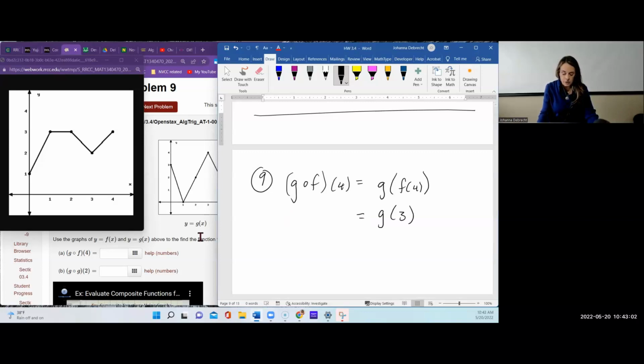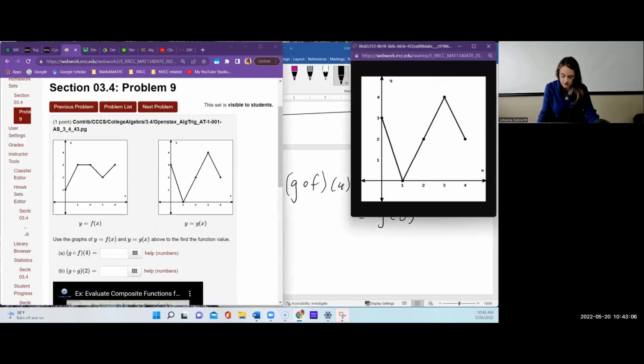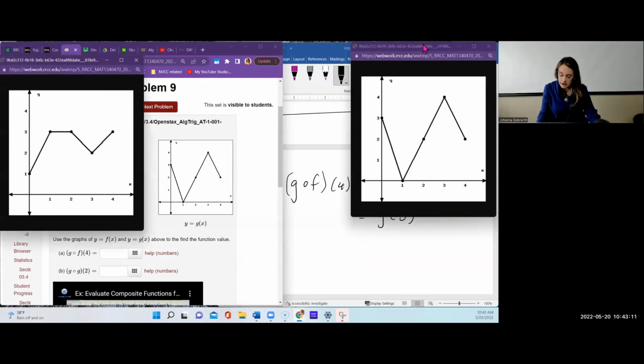Well, now I go to the graph that is g, which is the one on the right, and I shouldn't have clicked off the other one. Let's put it back up. And now, if I can get this to move eventually.